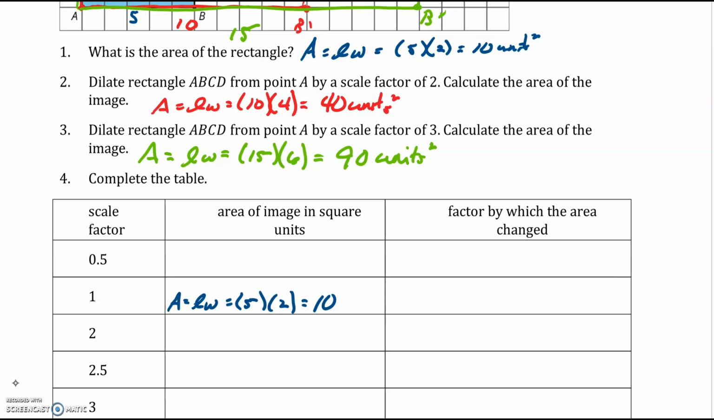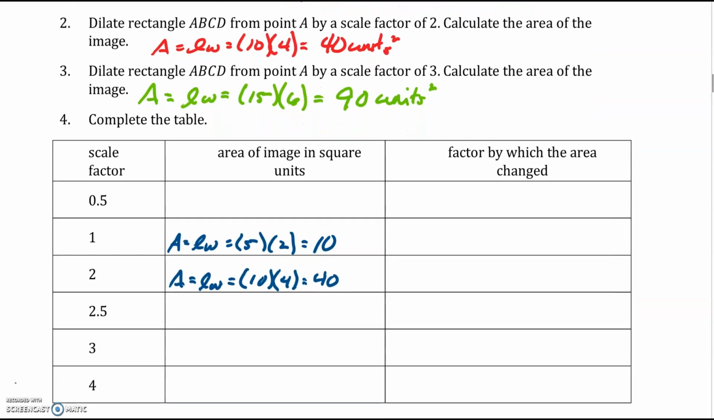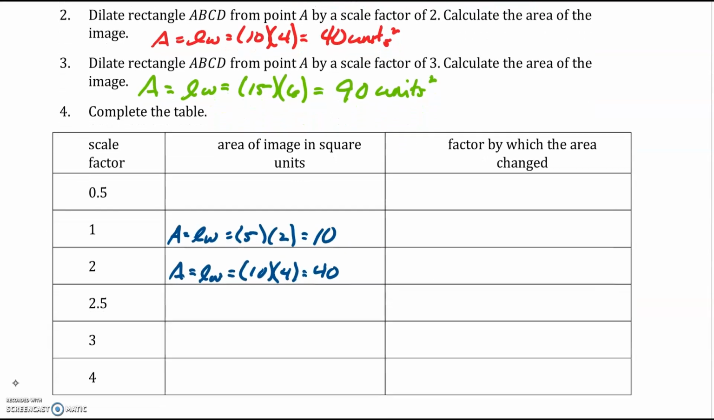Next, the scale factor of 2, we did the area was the length times the width. And remember, our length changed by a factor of 2, our width changed by a factor of 2, and this became 40 square units. And then we're going to skip 2.5. We'll go to 3, remembering that our area was the length times the width. Our new length was 15.